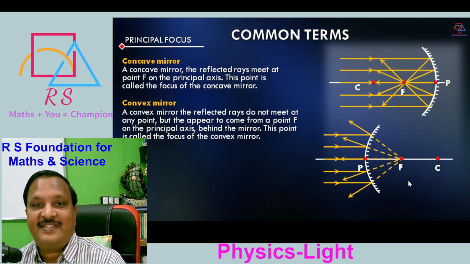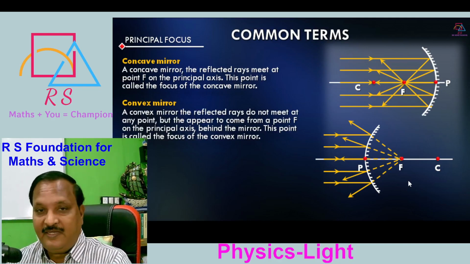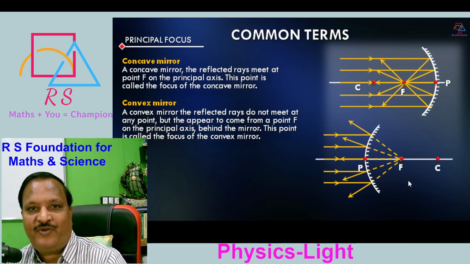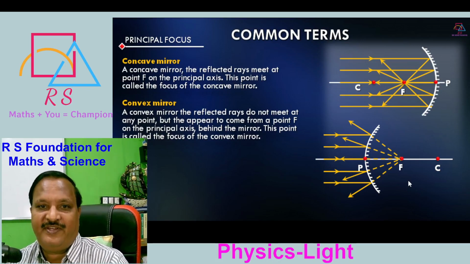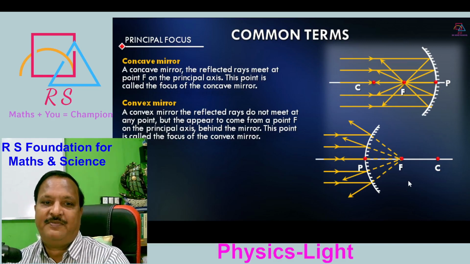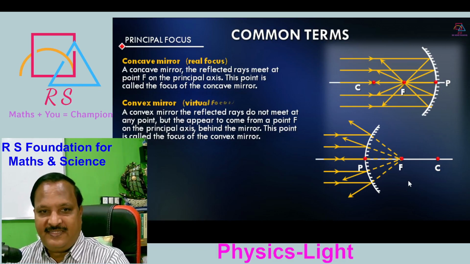Now let us understand the definitions also. Definitions are very, very important, because sometimes you may be asked to define the principal focus of a convex mirror. You should learn the definitions by heart from the textbooks.